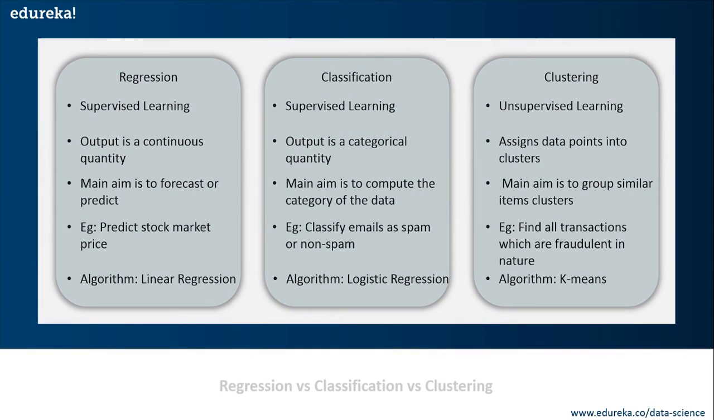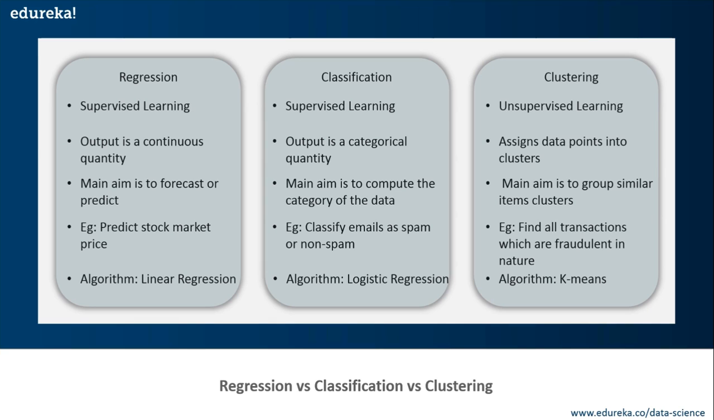So there are three main types of problems that fall under machine learning. First of all, we have regression. Now, in this type of problem, the output is a continuous quantity. So for example, if you want to predict the speed of the car when the distance is given, it is a regression problem. Okay, regression problems can be solved by using supervised learning algorithms like linear regression.